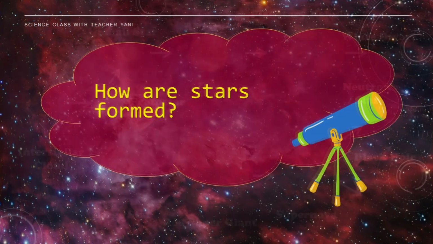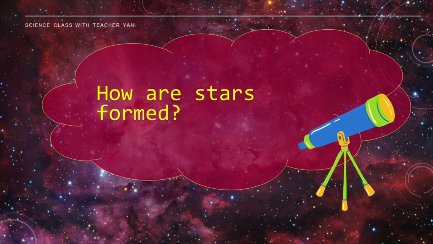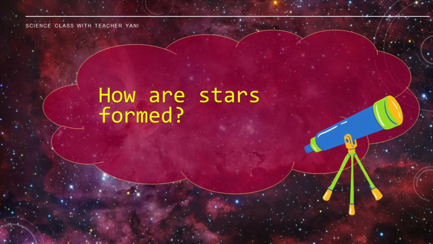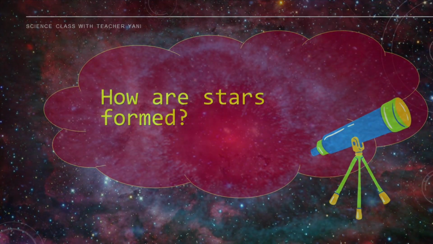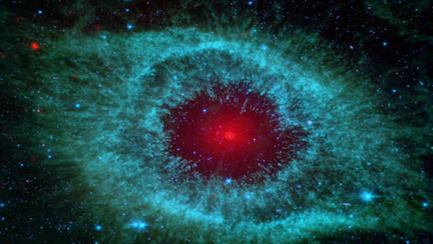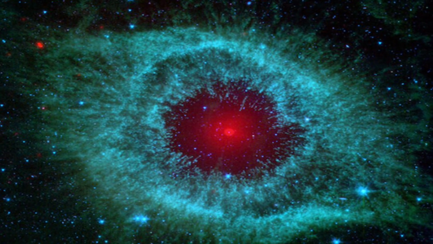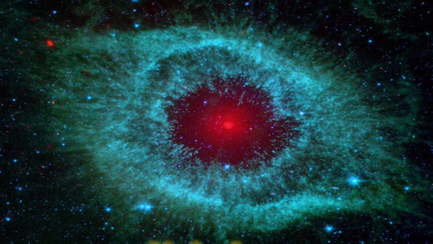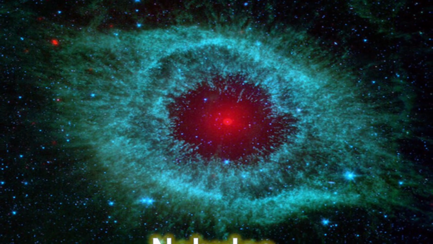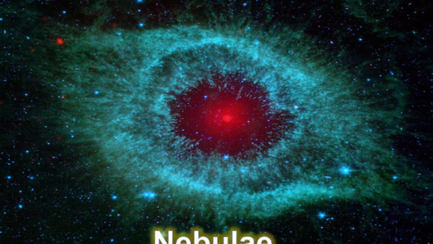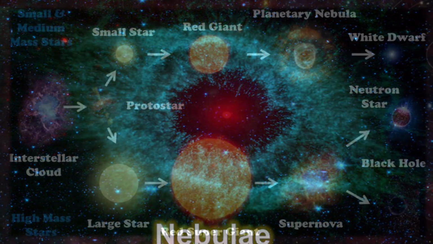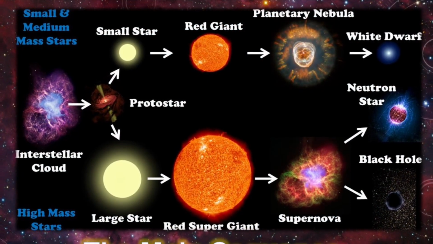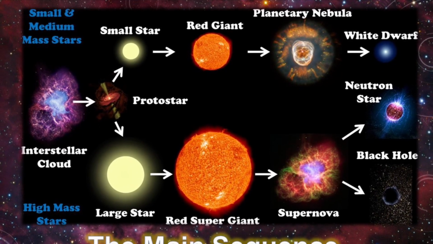Now, let us talk about how stars are formed. Stars are formed in clouds of gas and dust known as nebulae. Nuclear reactions at the center or core of stars provides enough energy to make them shine brightly for many years. This stage is known as the main sequence.